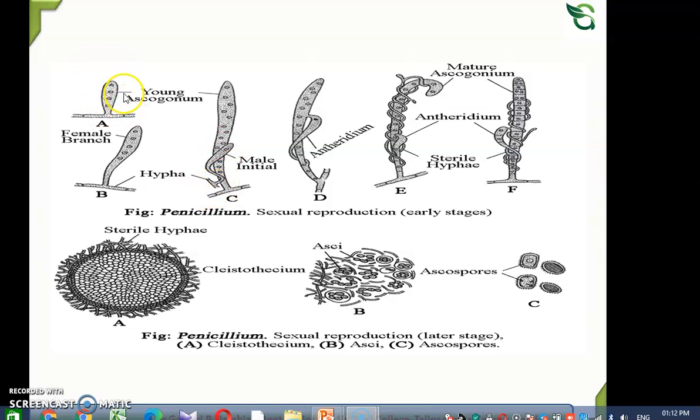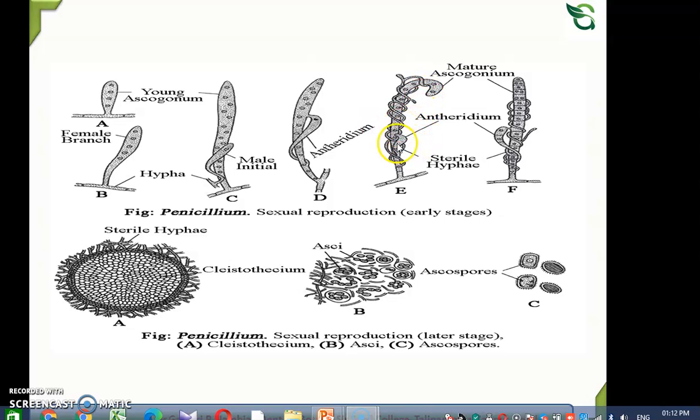So in the initial stage, the ascogonium is uninucleate. It undergoes repeated mitotic division and becomes multinucleate. Then the male sex organ, which is the antheridium, is uninucleate. It will not undergo any mitotic division. It retains the uninucleate condition. And this antheridium will coil around the ascogonium during development.